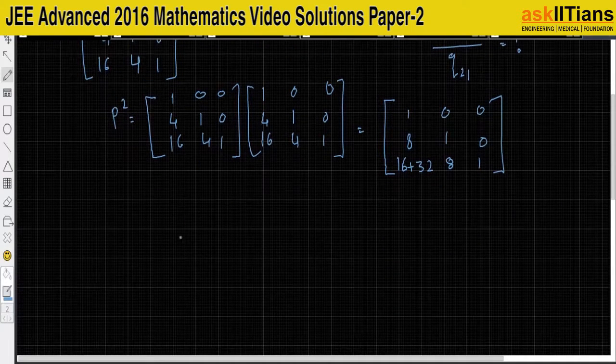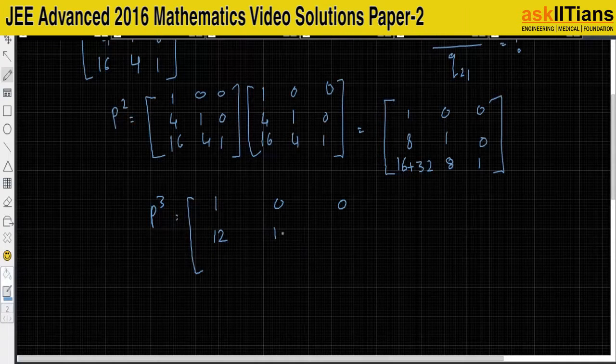Similarly, if I find P cube, you will see that there is a pattern coming out here. So P cube will be 1 0 0. Here I'll get 12, here I'll get 1 and 0. Here again I'll get 16 plus 32 plus 48. I'm not adding the numbers because I can see clearly that there is a pattern. First I got 16 plus 32, and in P cube I got 16 plus 32 plus 48.